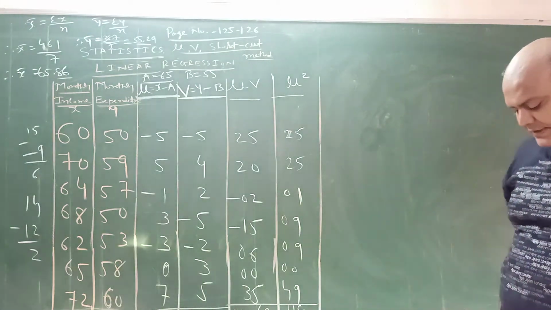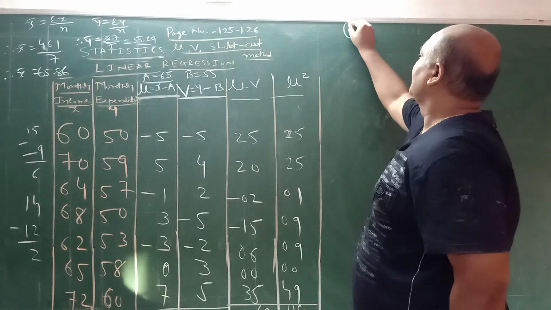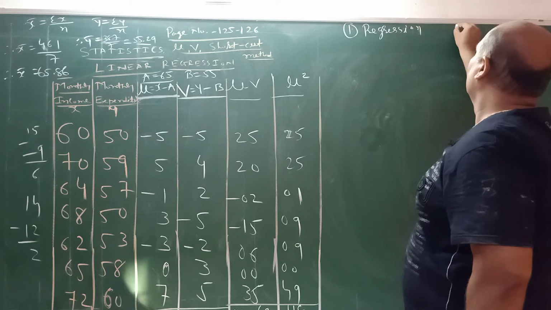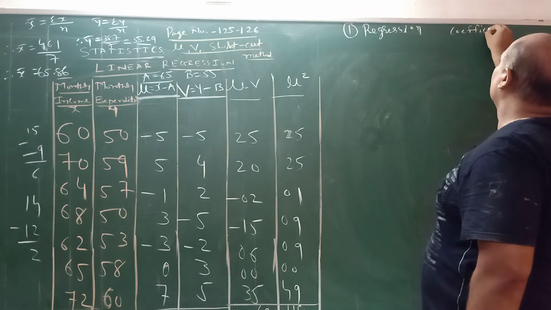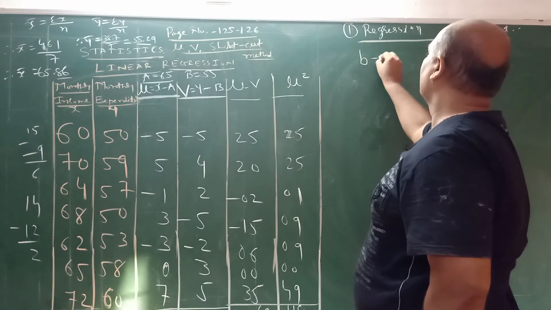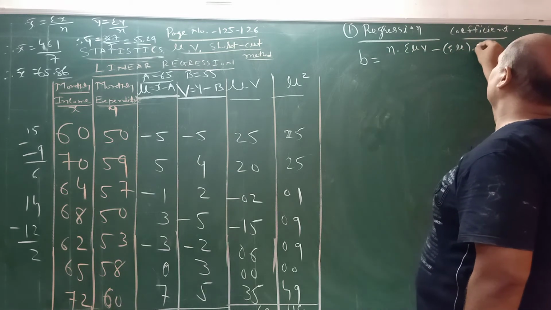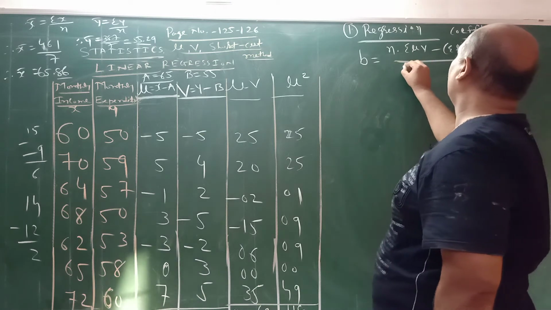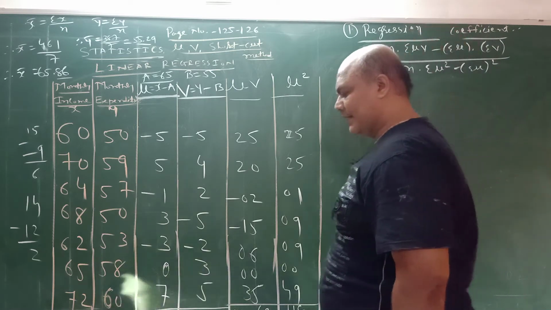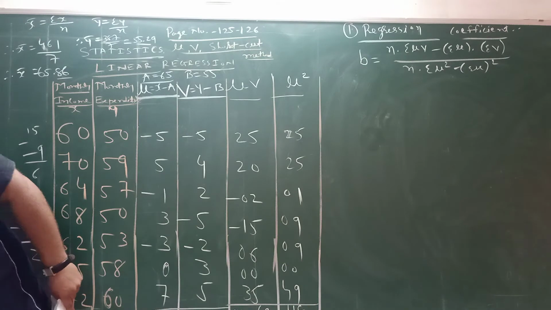Now our first step towards the regression line is the regression coefficient, and the regression coefficient is denoted by B. The formula of B is n sigma uv minus sigma u sigma v upon n sigma u square minus sigma u the whole square. This is the formula of the regression coefficient B.